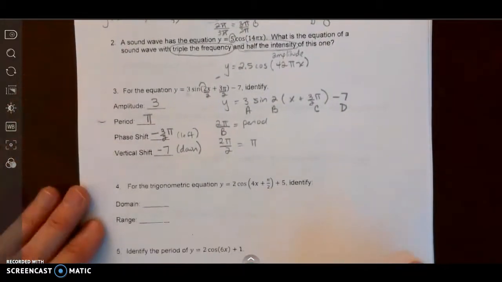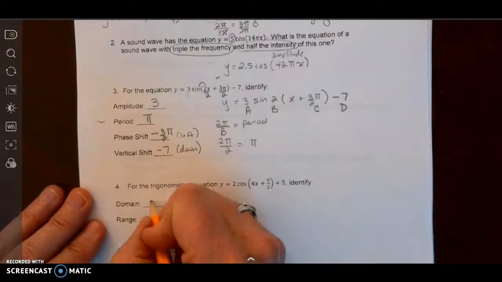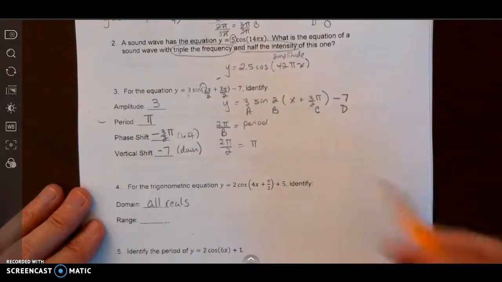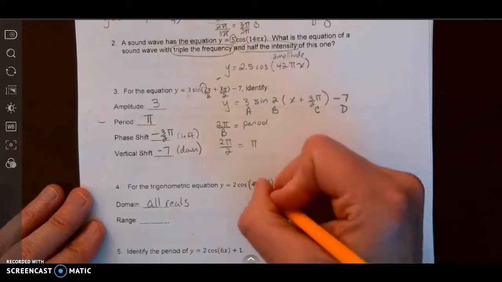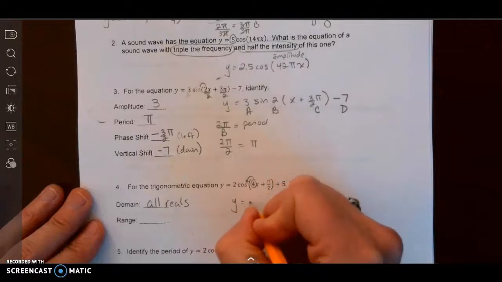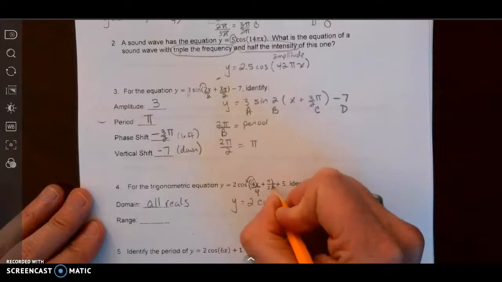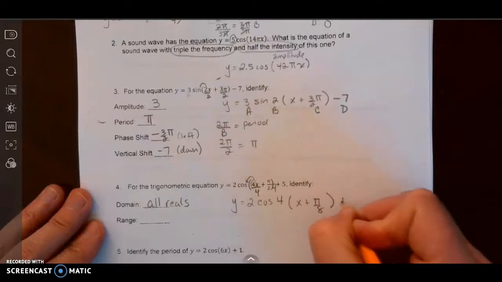Okay, let's go to number 4. It says for this trig equation, let's identify the domain and range. Well, all cosine curves go forever and ever left and right, so that's all reals. And I've got to look at this and realize that I have shifted. Well, first of all, let's pull this out, put it in that standard form. Y equals 2 times the cosine of 4. So I'm dividing both of these by 4. Times x plus pi over 8 plus 5.